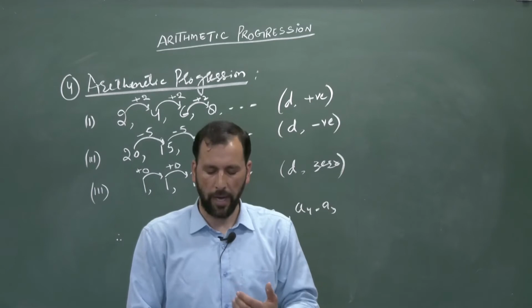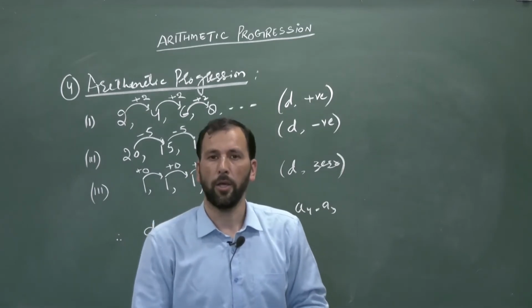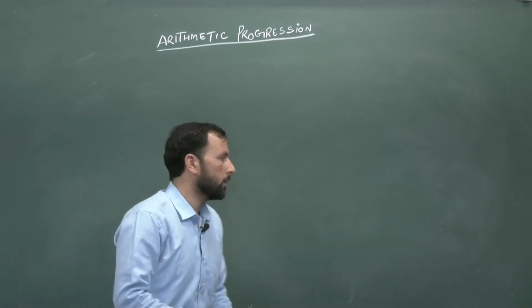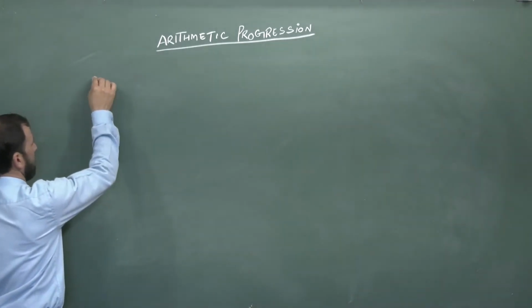Now, how to write the general form of an arithmetic progression? Now the next topic is the general form of an AP.